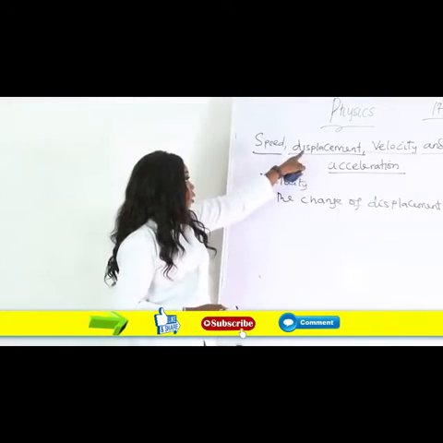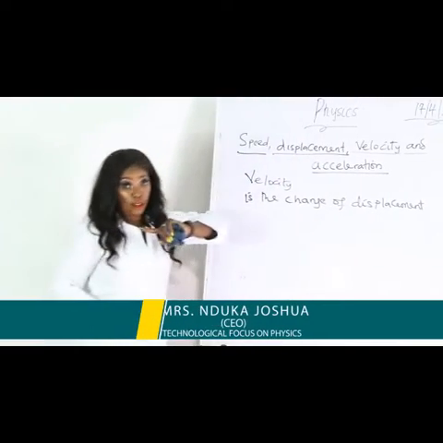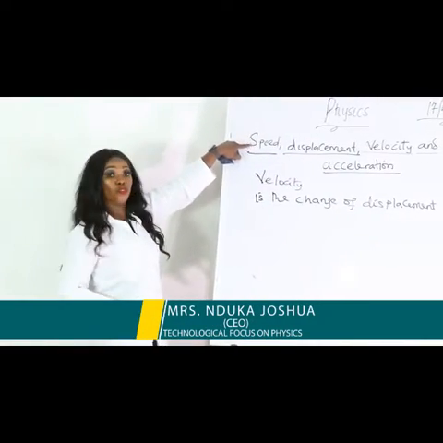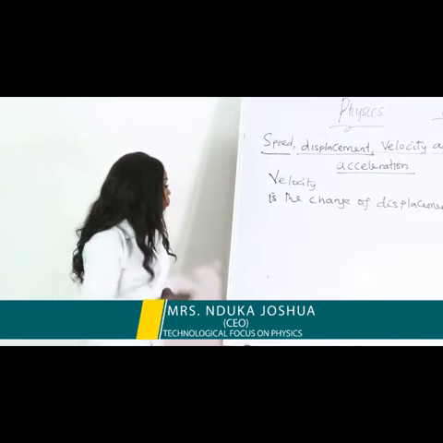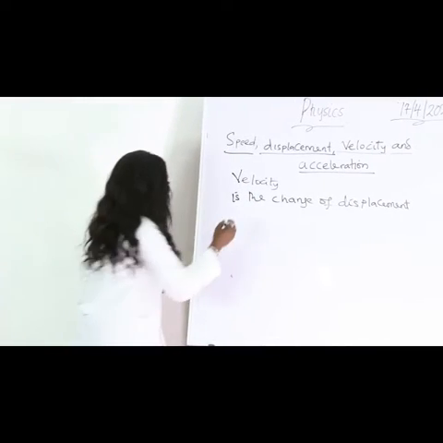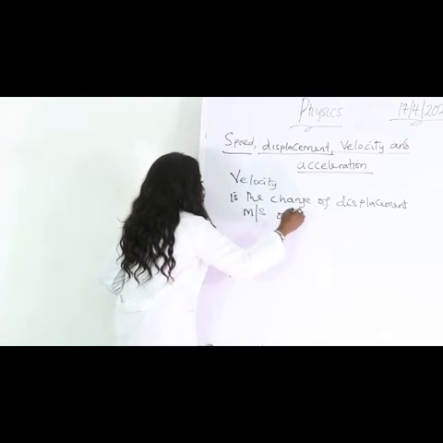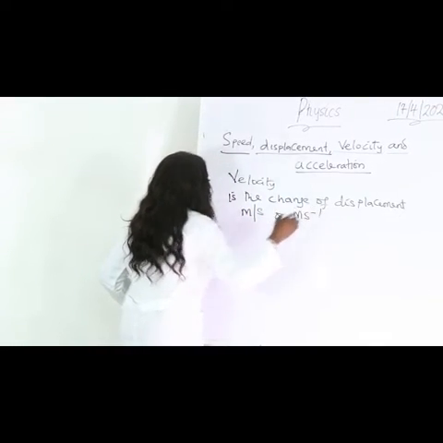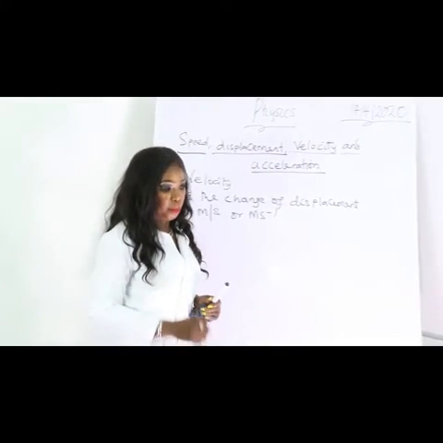Like I said as well, displacement is a vector quantity. Velocity is a vector quantity. Speed, do you consider speed a vector quantity or a scalar quantity? Time will tell. Now, in the case of velocity, the SI unit of velocity is meter per second, or m s^-1. The SI unit of velocity is meter per second.